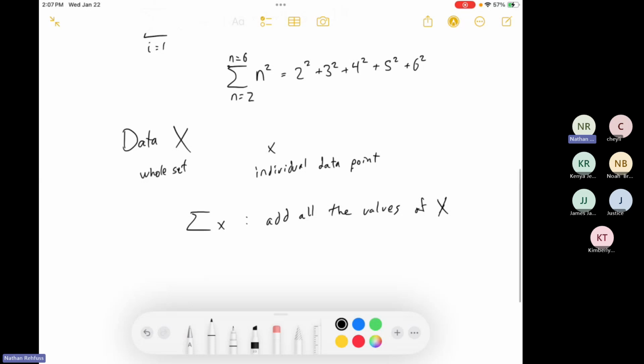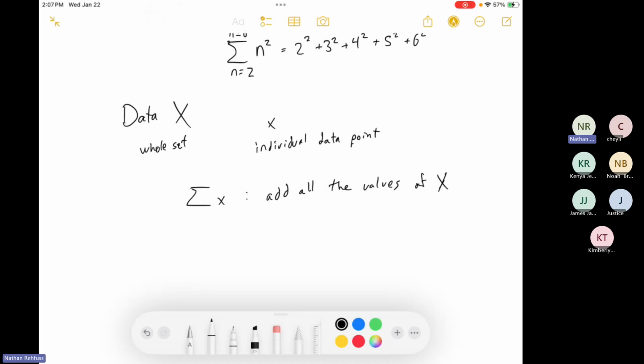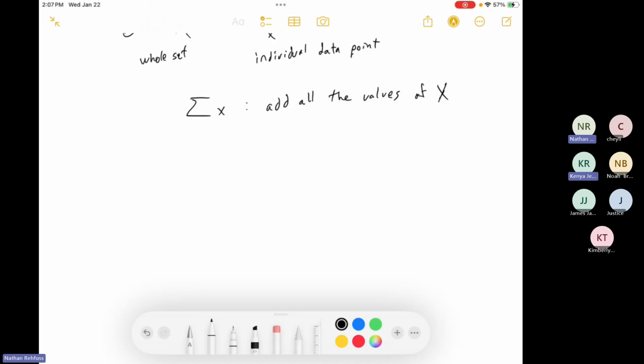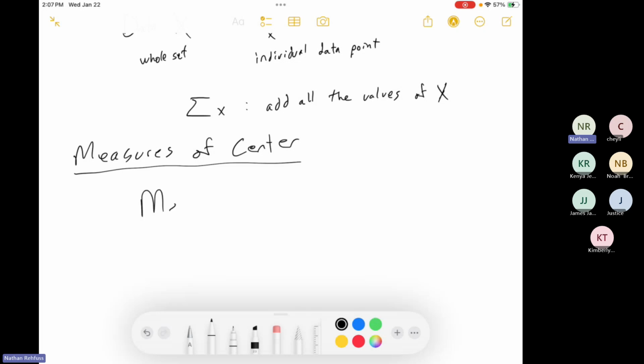All right. So, as long as that notation makes sense, then we are ready to look at 3 measures of center and 2 measures of variation. We'll need this sigma notation. And so, the most important measure of center is called the mean. It's also known as the average.